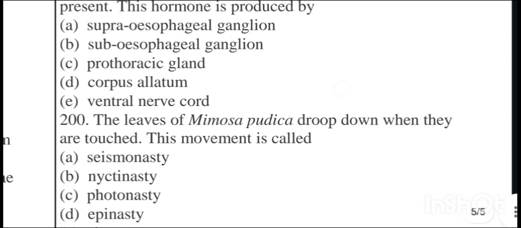The leaves of Mimosa pudica droop down when they are touched. This movement is called as. The right answer is seismonasty.